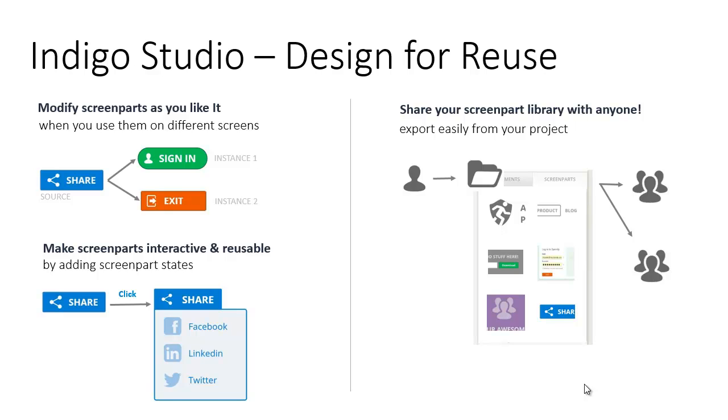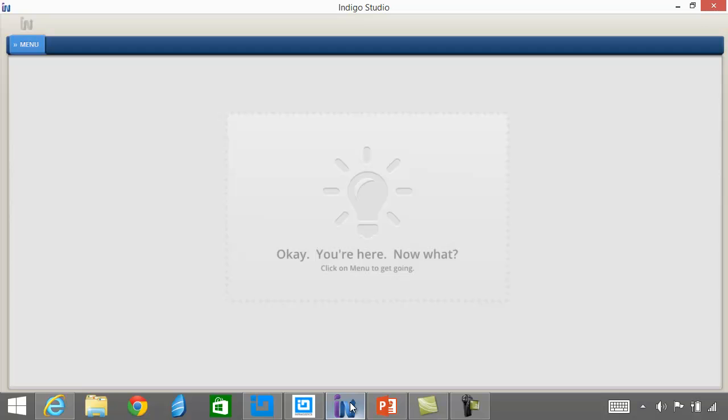So when we think about designing for reuse, you can take a screen part, or you can select UI elements, make a screen part, they go in the toolbox. You can take that screen part from the toolbox, drag it onto a screen. When you drag it onto another screen, you can actually edit that instance of the screen part or edit the global screen part. So you have a lot of flexibility in how screen parts actually work on the screen. So let's go ahead and see how screen parts actually work in Indigo Studio.